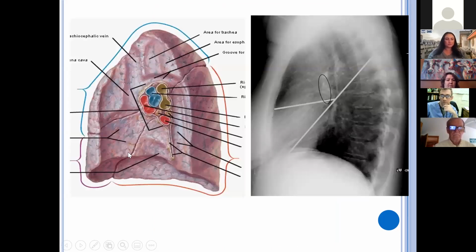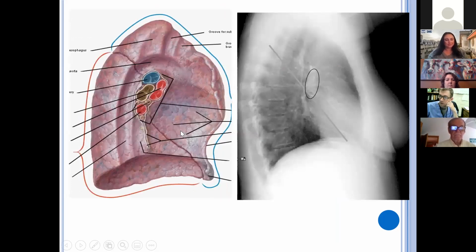This is a drawing from Netter's. You can see the fissures here and here. And then this right here corresponds to this vascular bundle where you've got arteries and veins and lymphatics all flowing through this area. This is the left lung. Again, you can see this fissure corresponds to this line right here, and then the vasculature bundle.